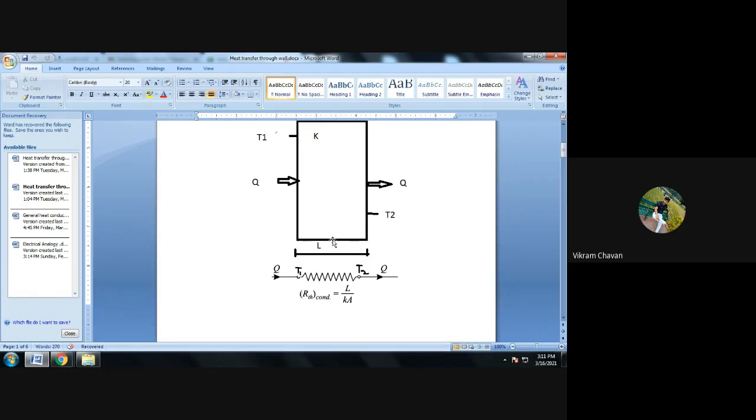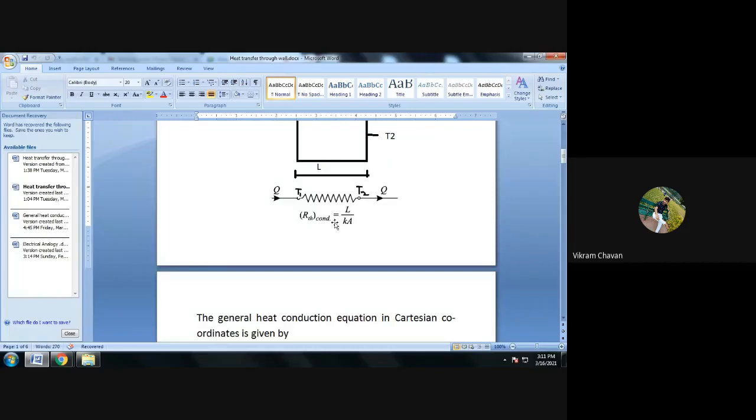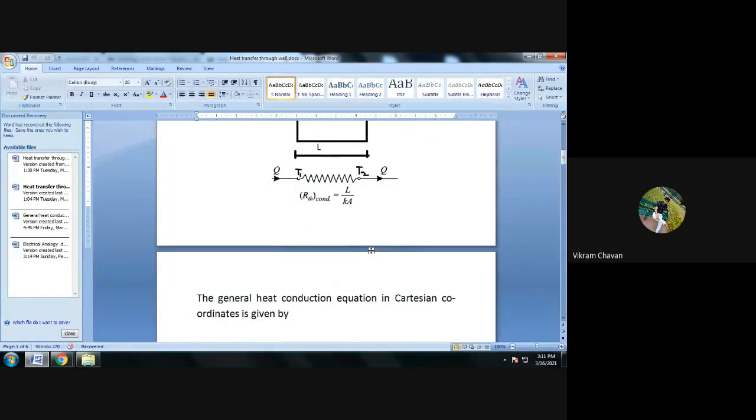In that case, if you want to find out the temperature at L by 2, or as per assumption, the temperature at a 5 centimeter distance from this surface, what will be the temperature at the intermediate portion of this wall? That will not be easily determined. For that purpose, we require the temperature distribution equation, which we have to find out in this derivation. For that, we have to consider the general heat conduction equation.